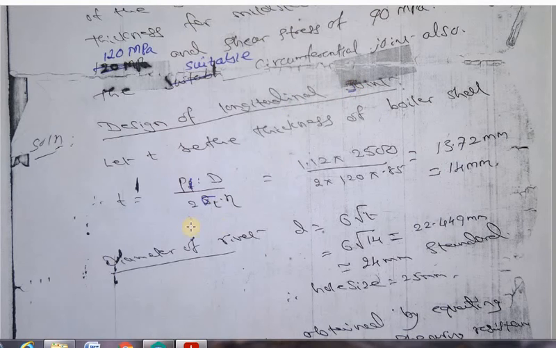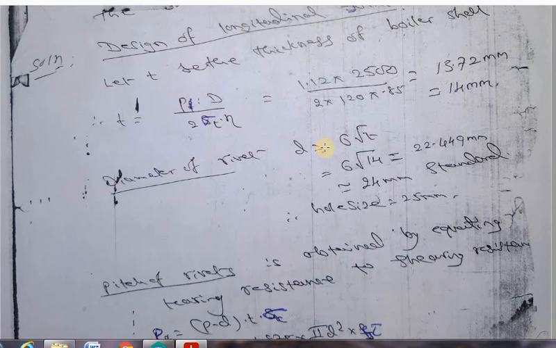Let t be the thickness of the boiler shell. t is again p d by 2 sigma t eta. The efficiency is given as 85% in the example, so 0.85. Pressure is given. Diameter 2.5 meters is given, which I converted to 2500 millimeter. All stress values are given. So it will come as 13.72, which is rounded up to 14. As the thickness is more than 8.5, the unwin's formula is used: 6.07 root t, which comes to 22.7. So it is rounded up to 24 as a standard size. 24.